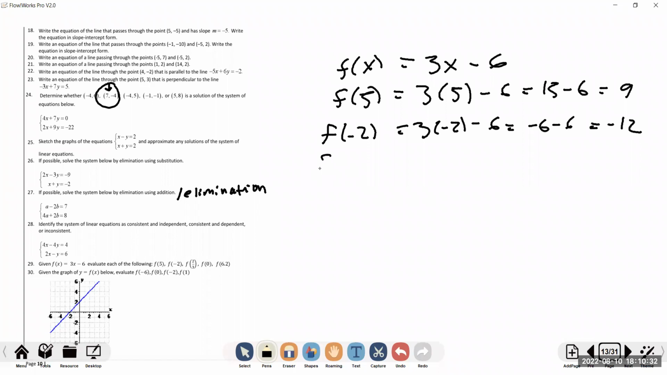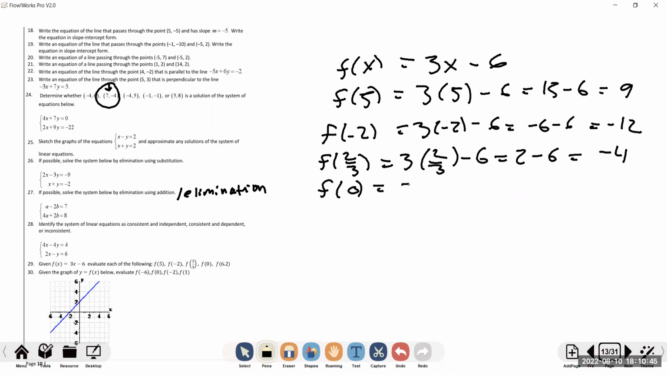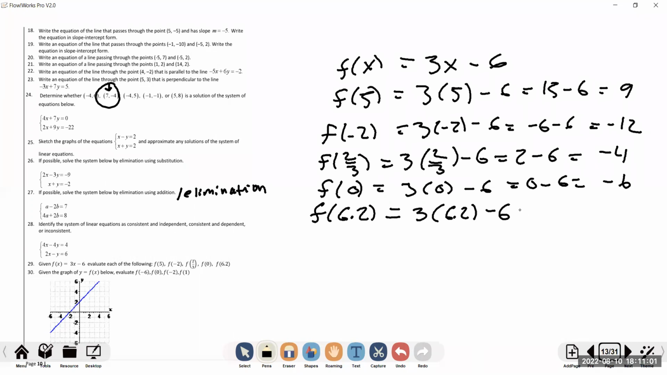They want us to find f of 2/3. So 3 times 2/3 minus 6 is 2 minus 6, which is -4. f of 0 is going to be 3 times 0 minus 6, which is 0 minus 6, which is -6. And f of 6 2/10 is going to be 3 times 6 2/10 minus 6, which is 18 6/10 minus 6, which is 12 6/10.